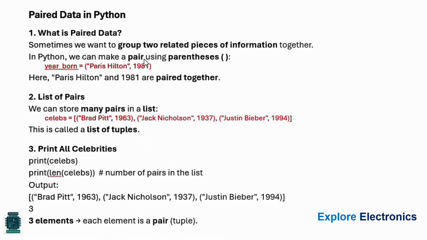Here paired data in Python is very simple, right? You can take two related pieces of data together, that is a name, place, anything along with the year, and I have taken a list of pairs as well. Got it? This is how I have to take it, and we can print as well easily. Print celebrities will print the whole list of pairs, and print the length of celebrities will print the number of pairs in the list. That is 3. Got it? This is the whole list of pairs and the length is 3.